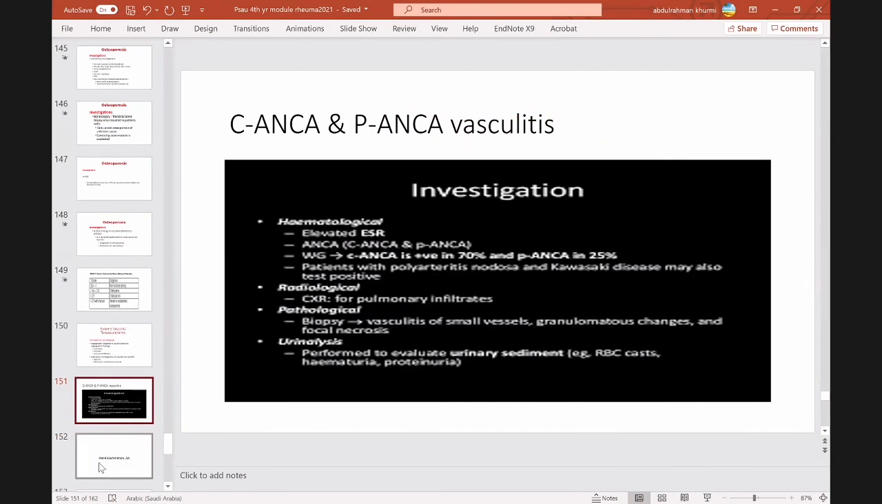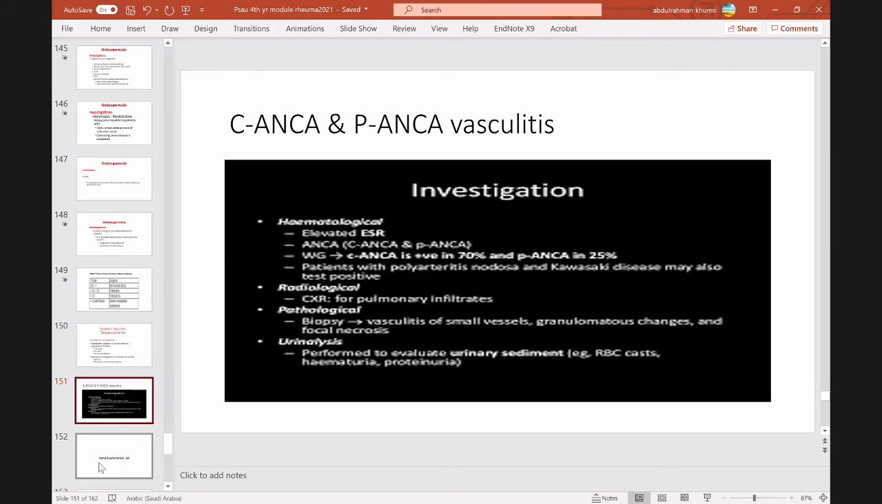C-ANCA, as we saw in Wegener's, and in other conditions, polyarteritis nodosa and microscopic polyangiitis, seen in P-ANCA. C-ANCA is more specific for Wegener's and seen in more than 80% of Wegener's, but P-ANCA is seen only in 40% of patients who have microscopic polyangiitis. So we might have microscopic polyangiitis and vasculitis while P-ANCA is negative.